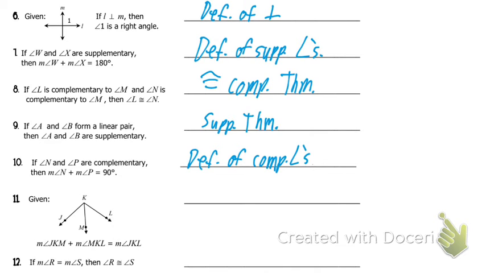Number 11, we're given this diagram, and we're told the measure of angle JKM plus the measure of angle MKL equals the measure of angle JKL. What's happening there? We're adding two small parts to get the big part, right? So it is the angle addition postulate. Nice part with angles is you can always just do the angle symbol instead of writing out the word if you want to.